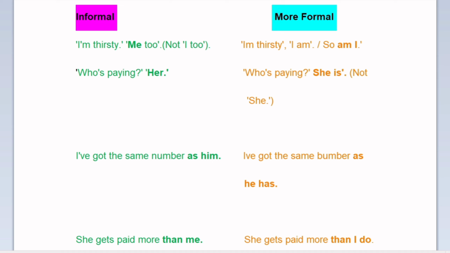Who is paying? Her. More formal: who is paying? She is, but not she. Formal: I've got the same number as him. I've got the same number as he has. She gets paid more than me. She gets paid more than I do.